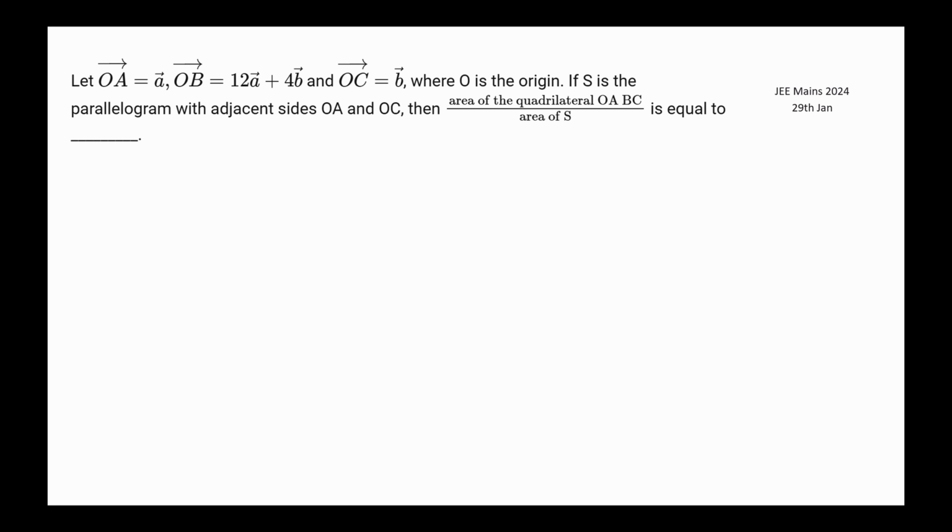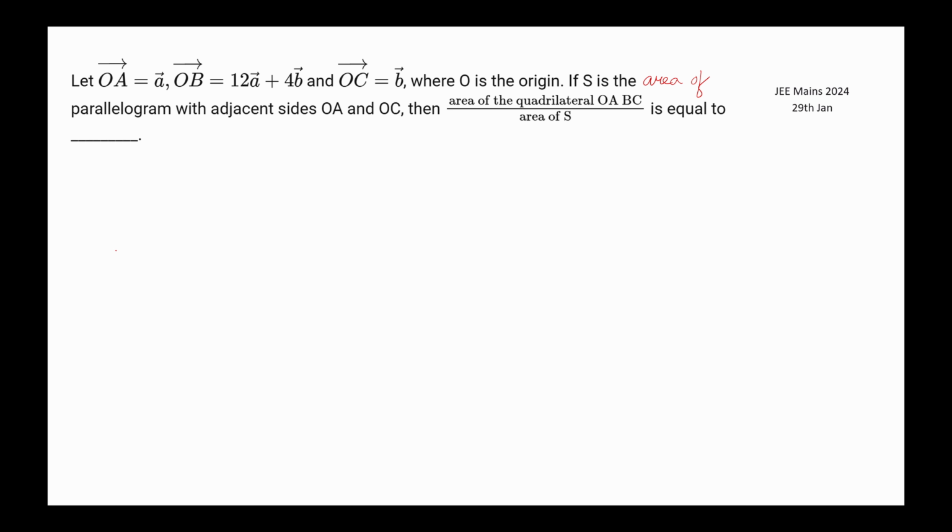Now let us look at this question. What have they told us in the question? OA vector is equal to a vector, OB vector is equal to 12a vector plus 4b vector, and OC is equal to b vector, where O is the origin. If S is the parallelogram with adjacent sides, then area of quadrilateral. So there has been a printing mistake. Here it should be: if S is the area of parallelogram with adjacent sides OA and OC, then area of quadrilateral OABC upon area of S is equal to.